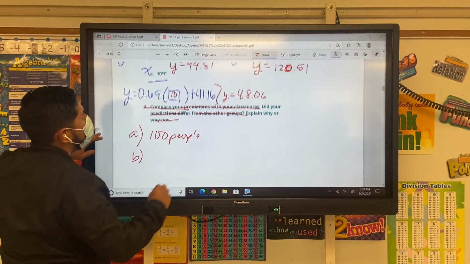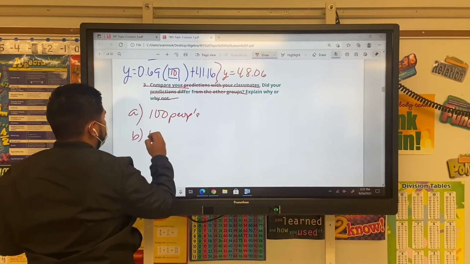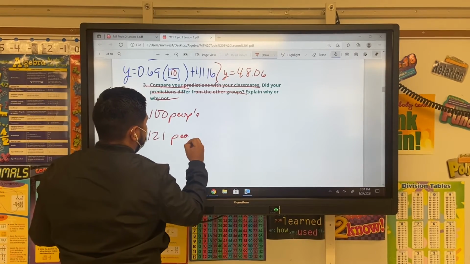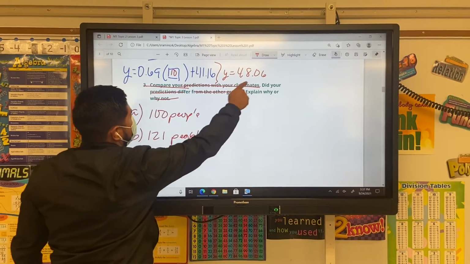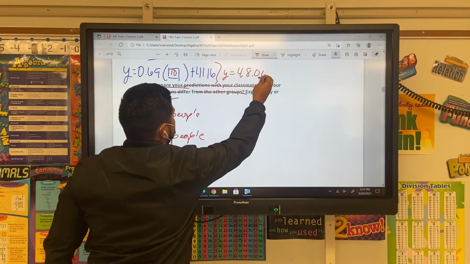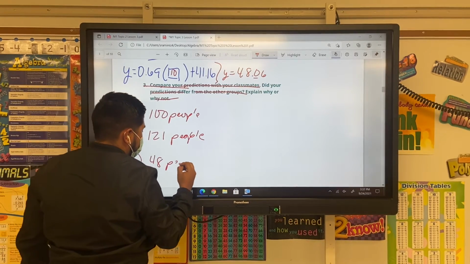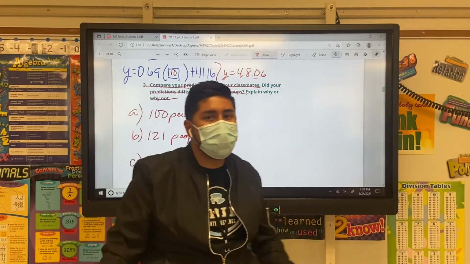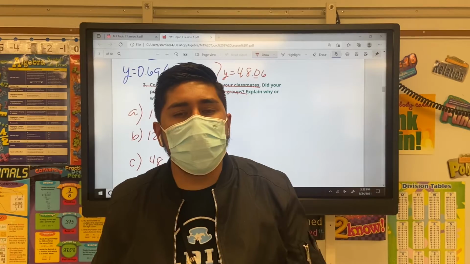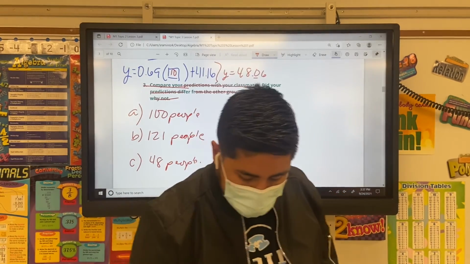B, 120.5, we rounded up, 121 people came to get ice cream. Letter C, 48.06, rounding, stays at 48. 48 people came to get ice cream. So we just made predictions using the calculator. Very straightforward, nothing too crazy.